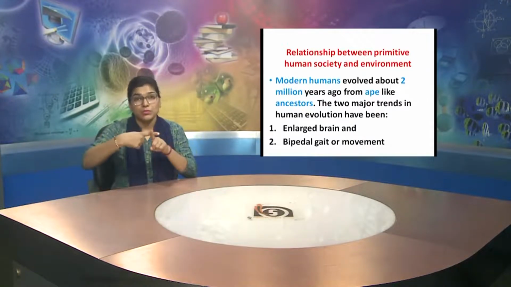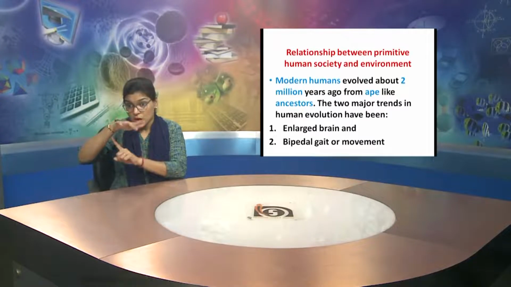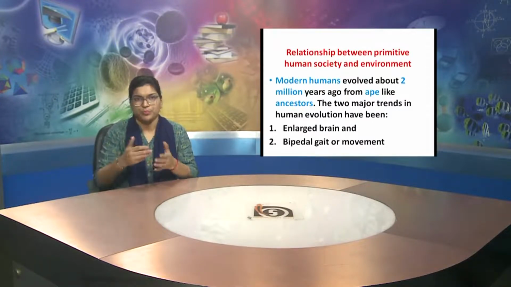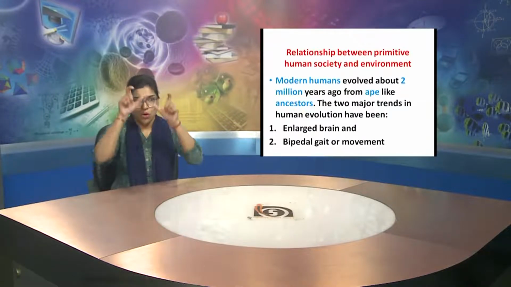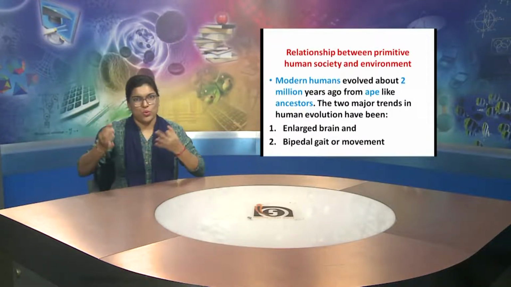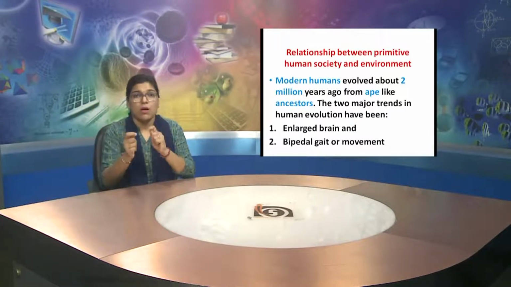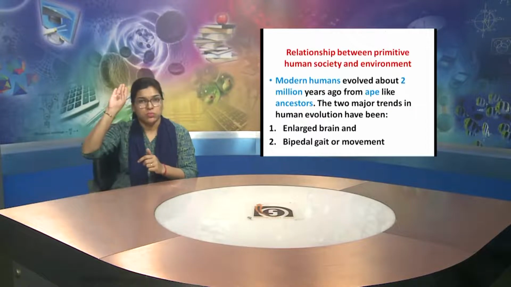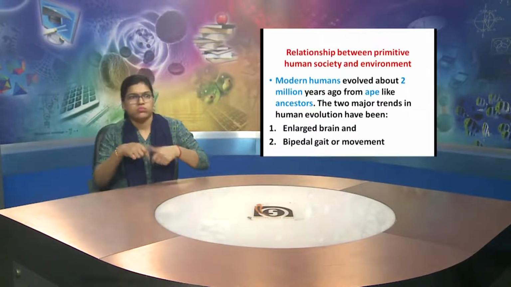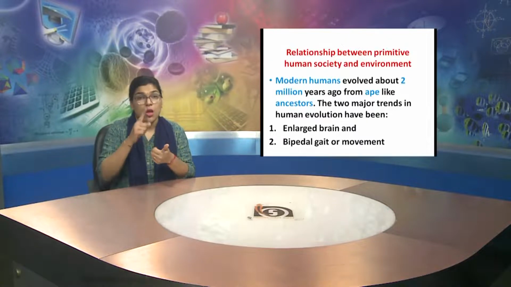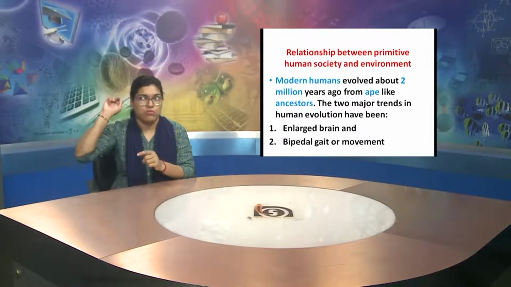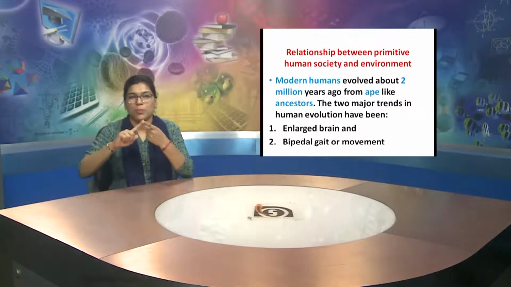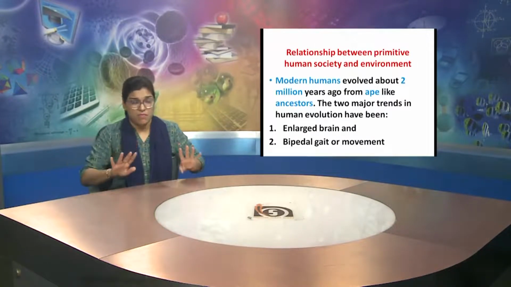Now let us understand the relationship between the primitive human society and the environment. Let us discuss it in points. We know that the modern humans evolved because of transformation, about 2 million years ago, from ape-like ancestors.